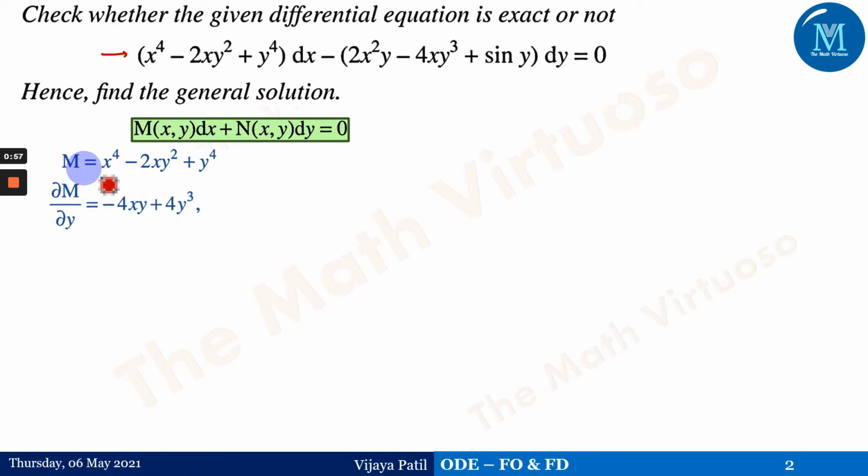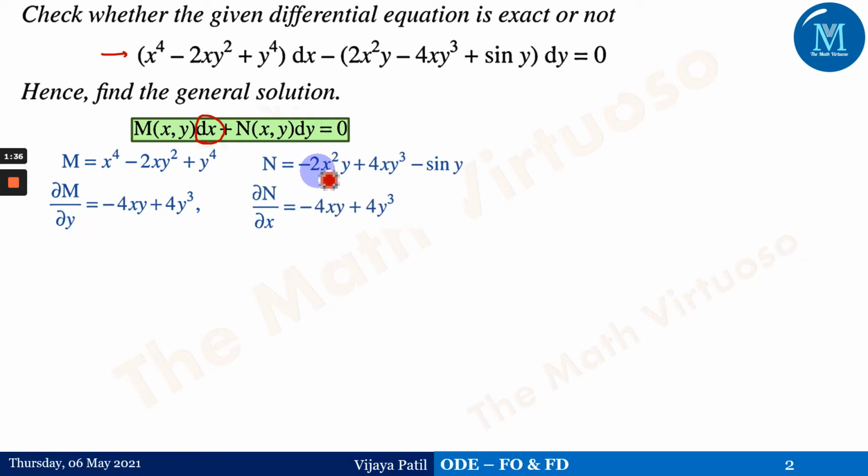That means what? This M we have identified. M is the coefficient of dx. Similarly, we have to compare these two equations and understand that M = x^4 - 2xy^2 + y^4. We have to find out, because we have to check whether this is exact or not, and what exactly we have to do is differentiate M with respect to y. So if we are differentiating M with respect to y, it is -4xy + 4y^3. That means we are keeping x constant and differentiating partially with respect to y.